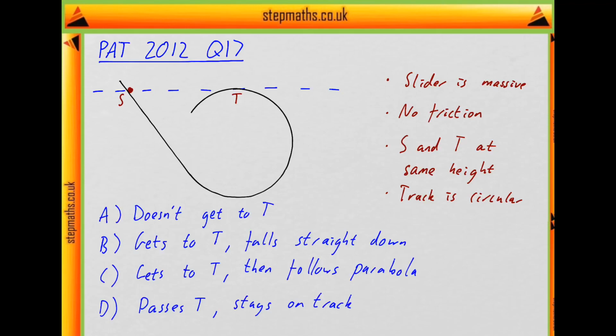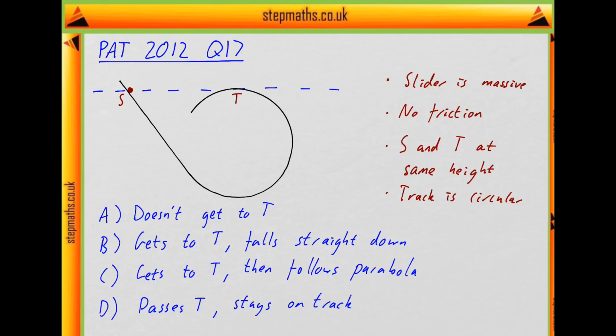Well, we're given 4 options for what happens to the slider. So A is that it never gets to T, B is that it goes around, gets to T and then falls straight down, C is that it goes around, gets to T and then follows a parabola to the left, and D is that it does the same thing but it stays on the track, the circular track past T. So if you want to have a go at figuring out which of these is correct yourself, pause the video now.